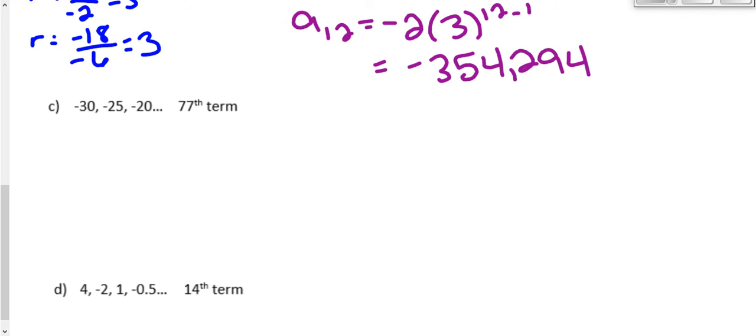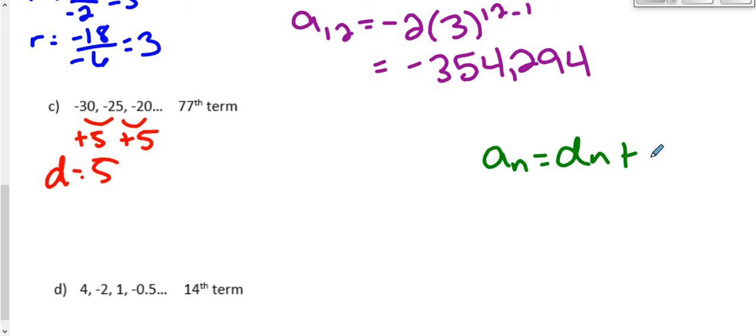Let's go ahead and try another one. Here's example C. We're going to try to find the 77th term. Again, we're going to start by finding our pattern. Let's check arithmetic. To get from negative 30 to negative 25, I have to add 5. And then again to get here. So it looks like this is arithmetic, and I have a d value of 5. And we're going to try to construct, again, that a sub n equals dn plus a sub 0 formula that you should have memorized. So I know my d value. I just have to go find a sub 0, which would be backward one space. I'd have to subtract 5 to find it. A sub 0 would be negative 35.